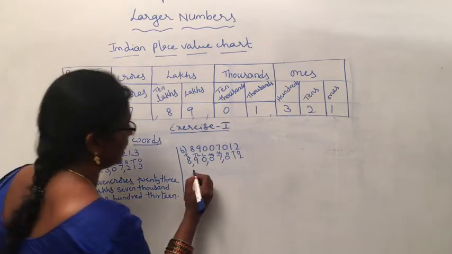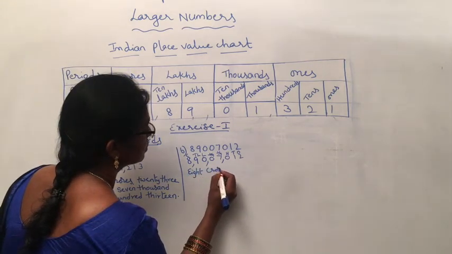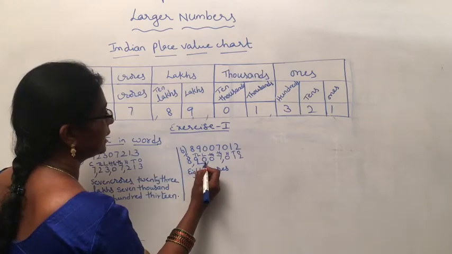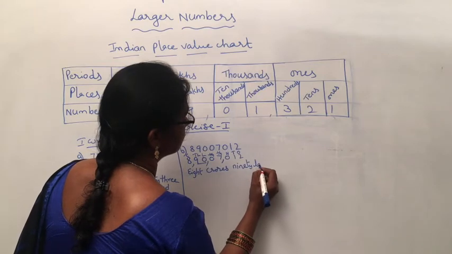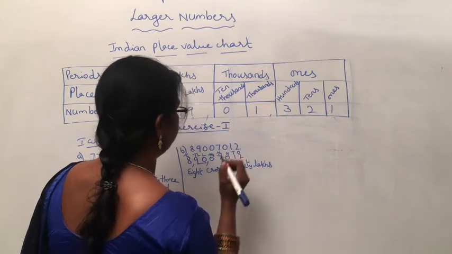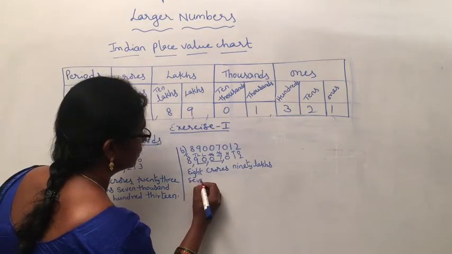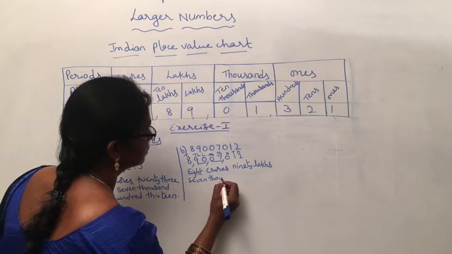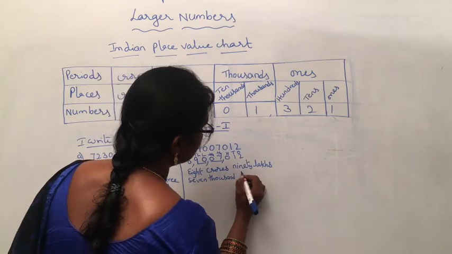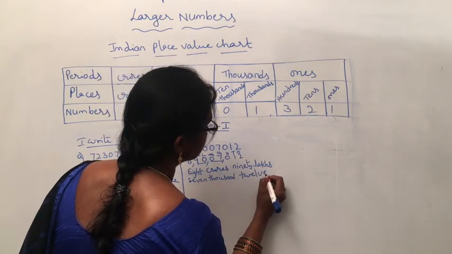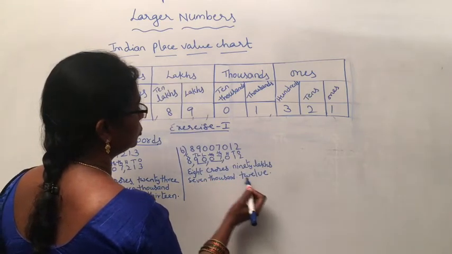Now read the number. How many crores are there? 8. 8 crores. How many lakhs are there? 90 lakhs. How many thousands are there? 07 means 7. 7,000. 0, 1, 2, we will call 12 only. Then how to read? 8 crores, 90 lakhs, 7,012.